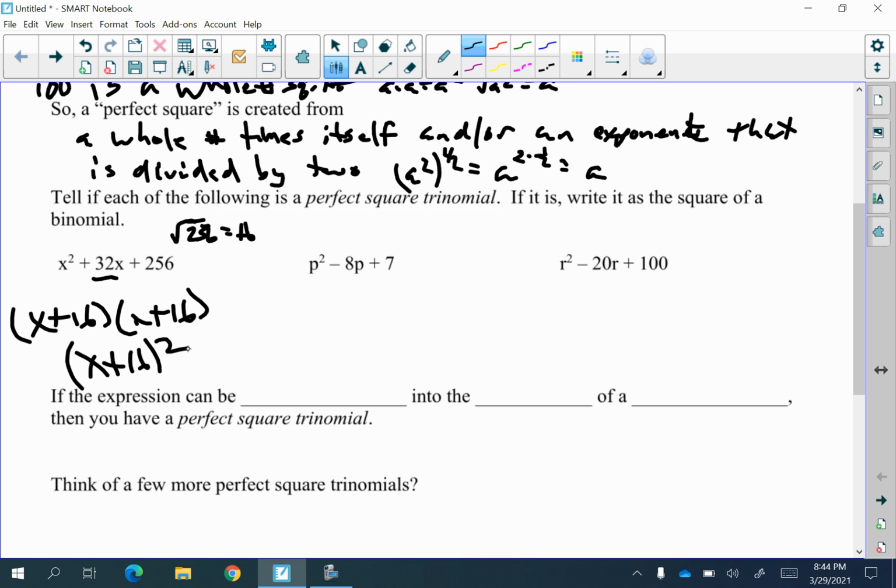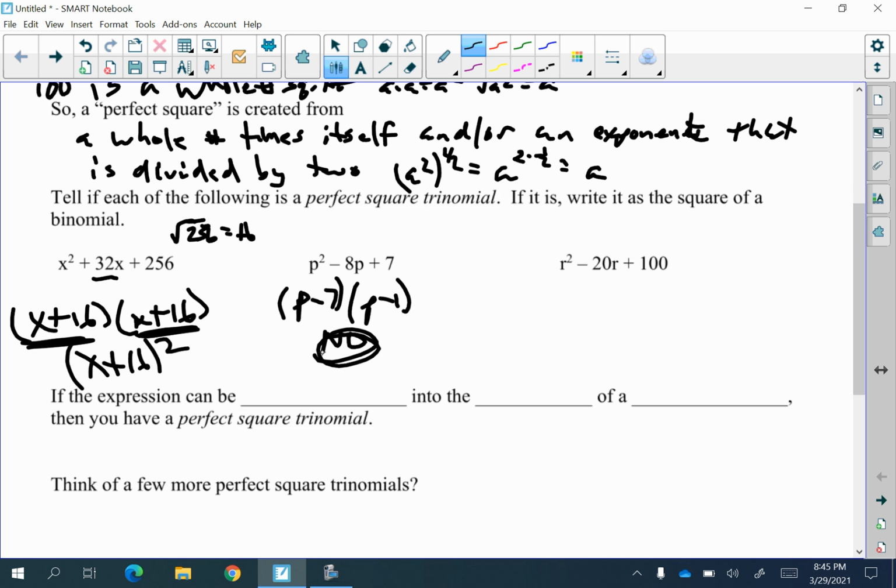Now the second one has a positive number here and a negative number here. Usually this is going to be very tough to factor, because a positive times a positive gives me a positive, and a negative times a negative gives me a positive. Now this can be factored into p minus 7 times p minus 1. However, this is not a perfect square. This is not the same binomial times itself twice. These are different binomials, so this is not a perfect square.